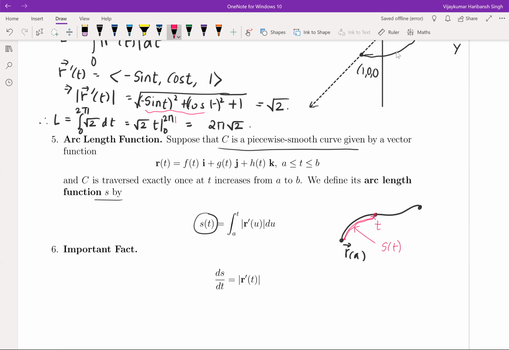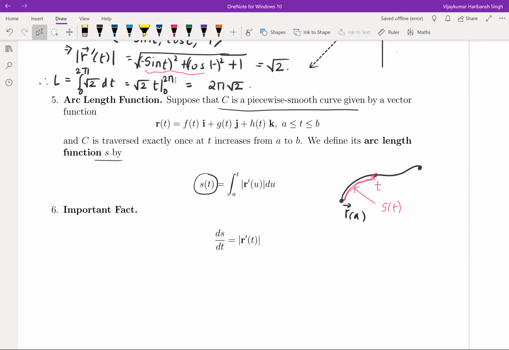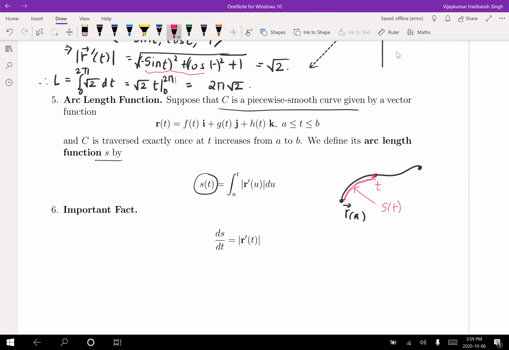Now, why is this an interesting function to have? Because it depends on the intrinsic nature of your curve. It doesn't depend on what coordinate system you have. You see, s of t basically just goes along the curve to get the arc length. So if you apply the fundamental theorem of calculus, you have ds by dt, you substitute t inside here, so it's going to be the absolute value of r prime of t. So this is from the fundamental theorem of calculus.